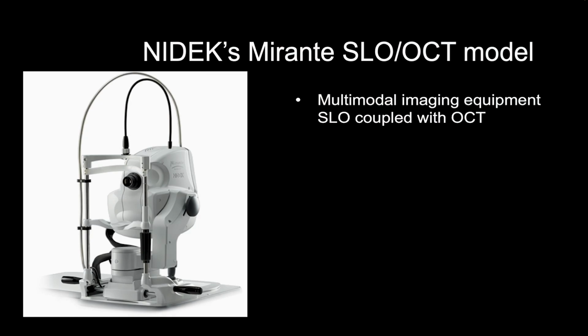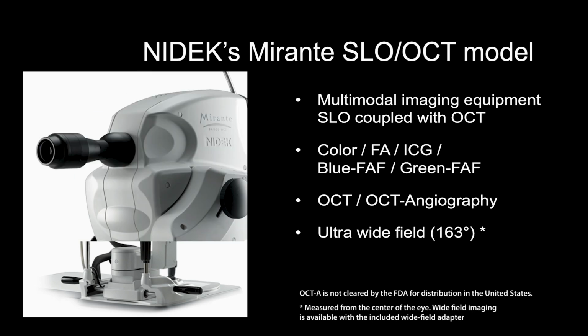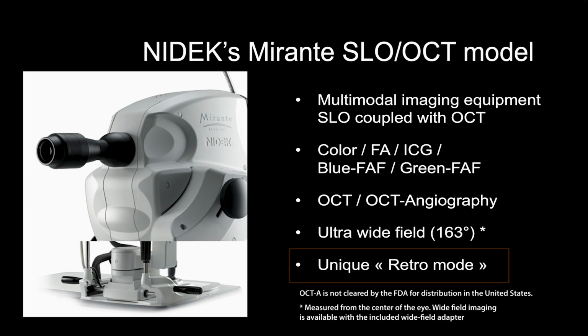The Mirante is a multimodal imaging device that combines an SLO and an OCT. It allows you to obtain multicolor images as well as fluorescein, ICG, and angiography. You can also choose between blue and green autofluorescence imaging. Mirante provides structural OCT and OCT angiography imaging. You can obtain ultra-wide field images by attaching an external lens to the device. And the Mirante is the only currently available clinical imaging system that offers retro-mode imaging.